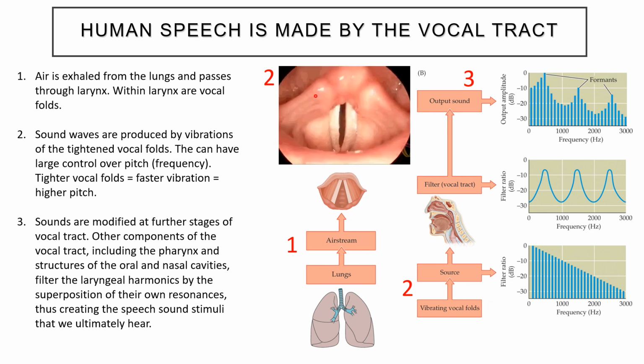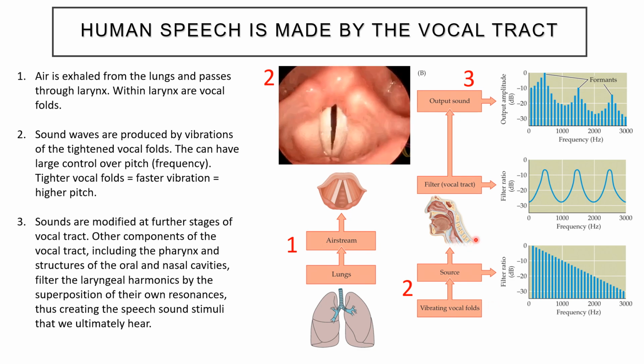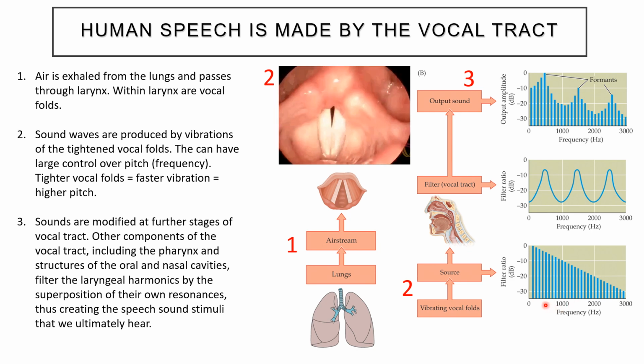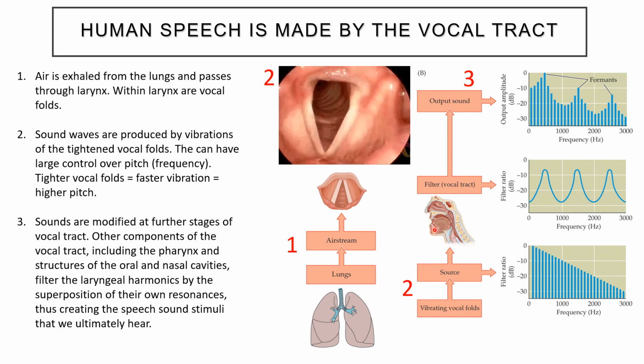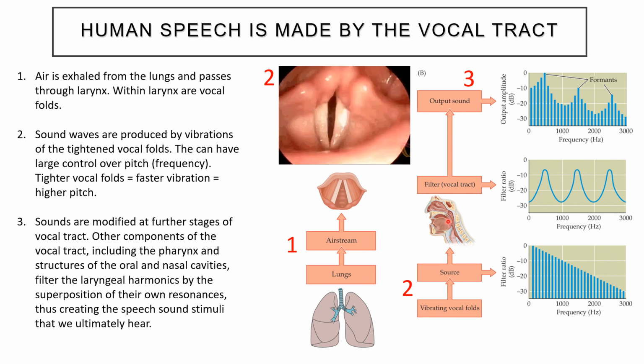Sounds that are generated at the vocal folds are modified through various stages of the vocal tract. So we can have this generation of various frequencies at the vocal source, but they get filtered through the vocal tract, passing through the pharynx. They obviously go through the structures of the oral and nasal cavities.